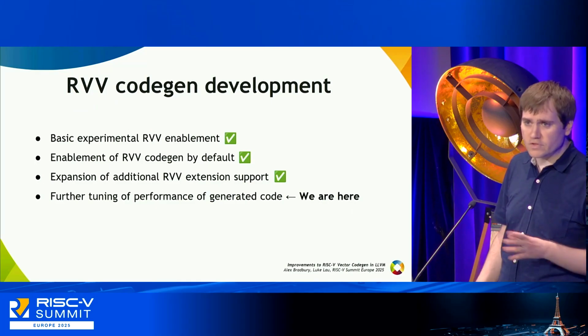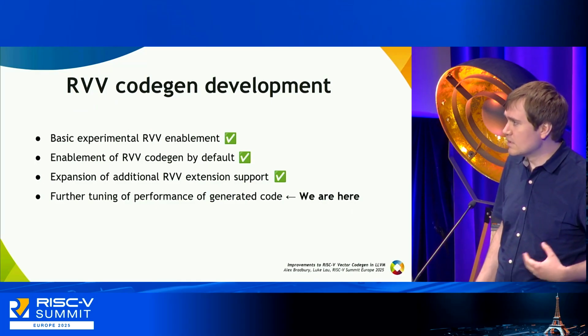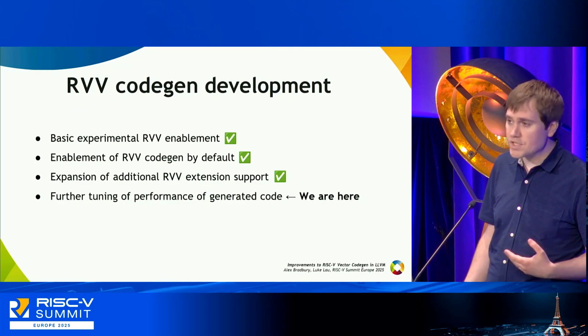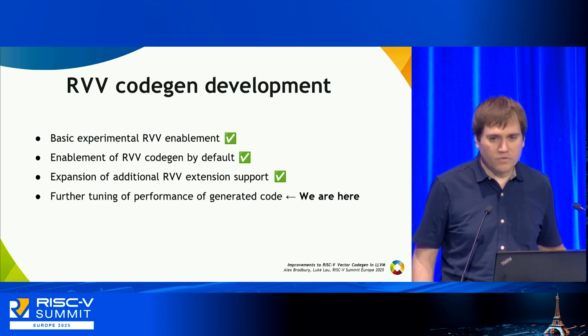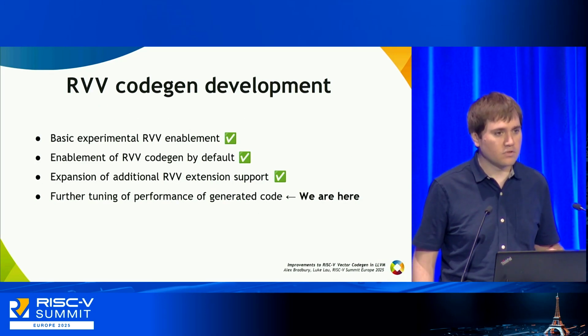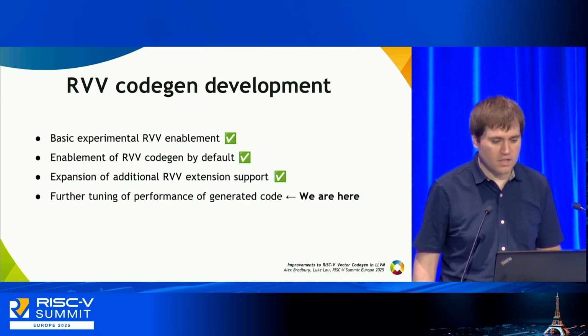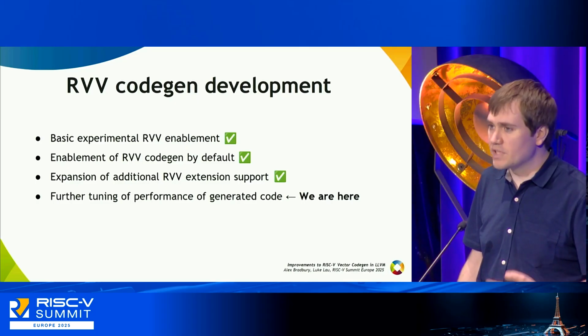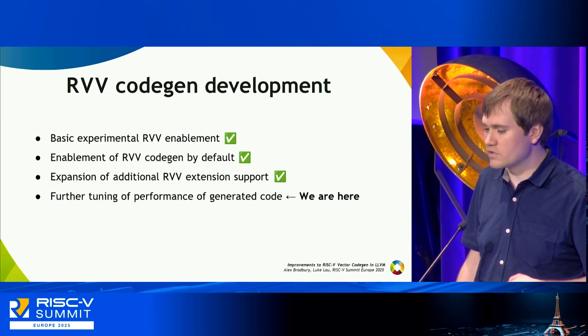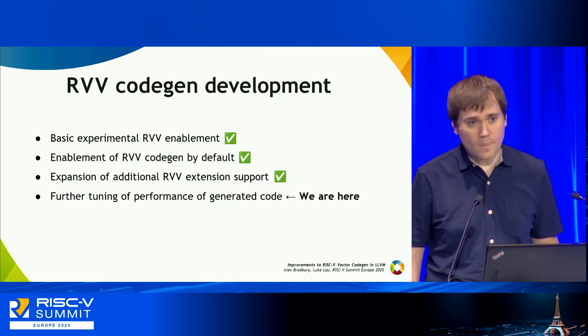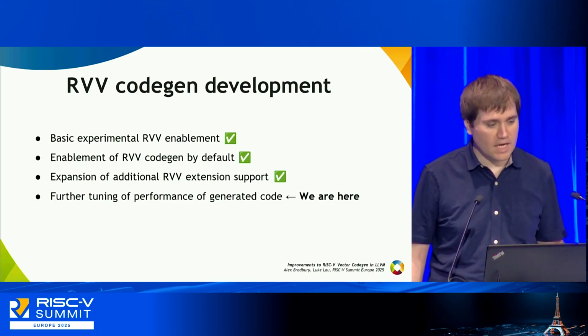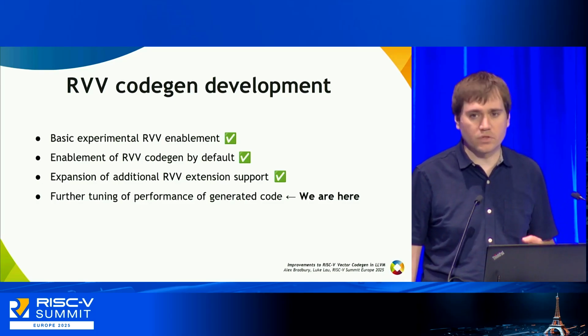Now, this is oversimplified, of course, but broadly speaking, the path of development for code gen for RISC-V Vector, you start with some degree of initial experimental support, getting it to the point that the compiler can generate code for the vector ISA. It develops to the point that you can enable it by default, so you don't have to go and find obscure flags to start using it. We had some additional refinements to the vector specification, additional extensions, and more of the work over the last 18 to 24 months or so has been around further tuning or improvement of the performance.